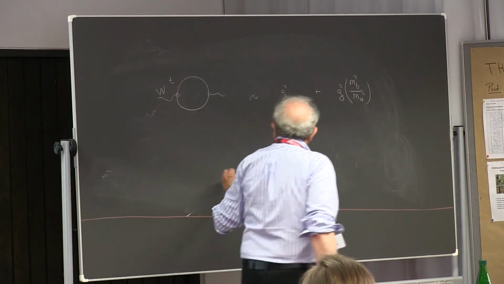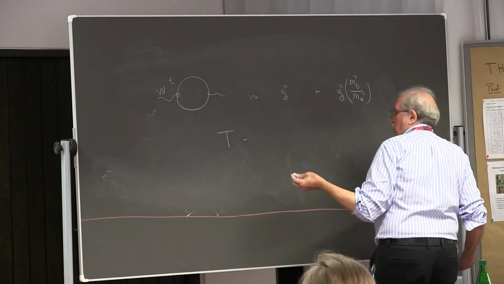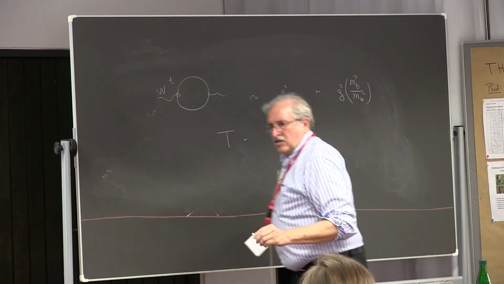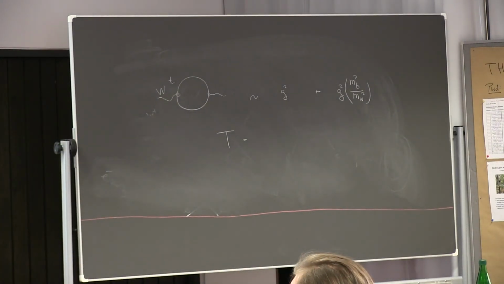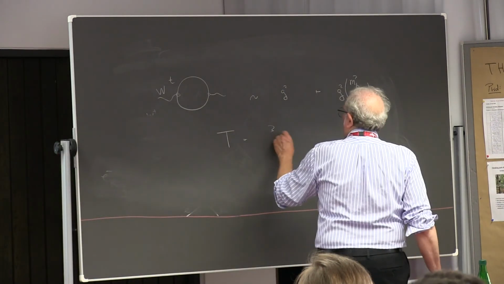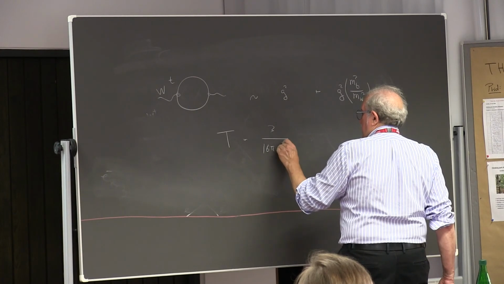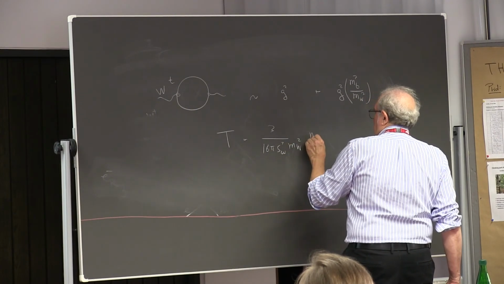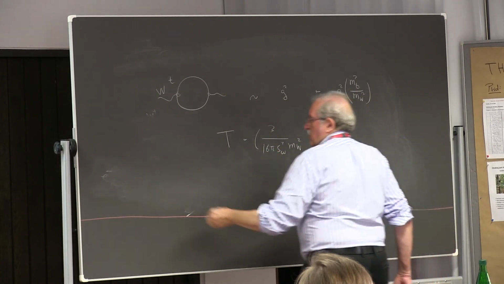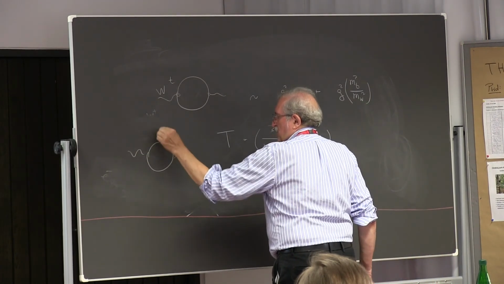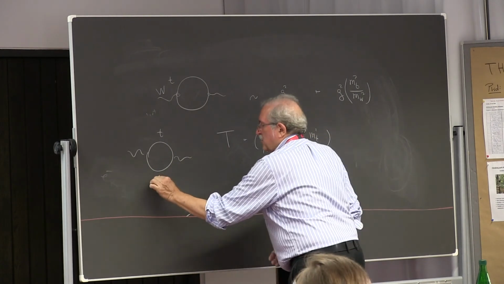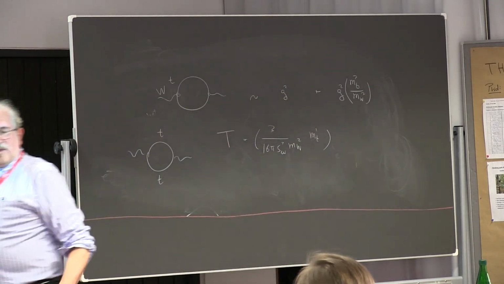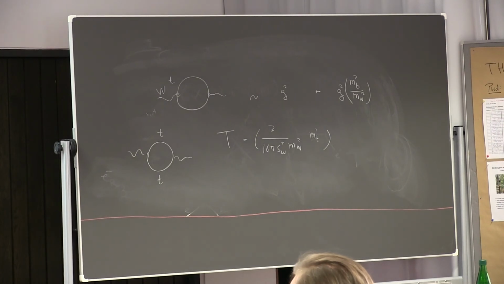One example of this I've already told you about. The T parameter of precision electroweak is some factor which I might as well write on these slides: 3 over 16 pi sW squared mW squared times mt squared. So this is the result of the one-loop diagram where you just take top quark loops and bottom quark loops and you evaluate the expressions that I wrote at the beginning of the lecture. You can do that evaluation quite directly.